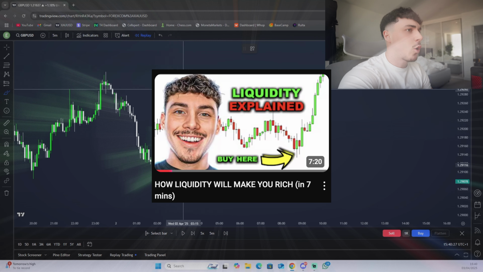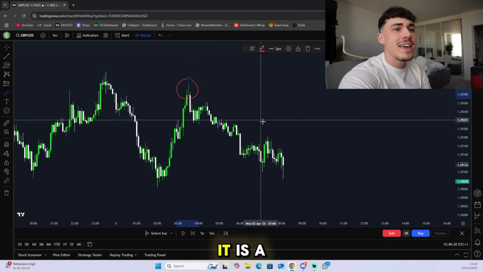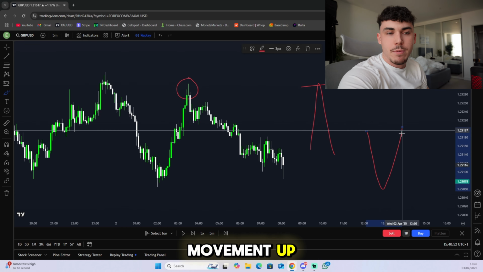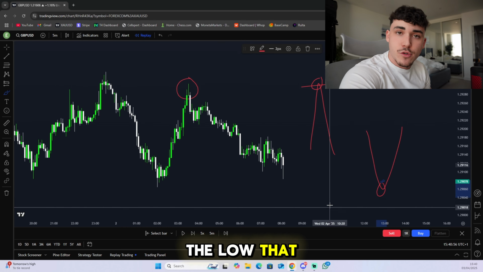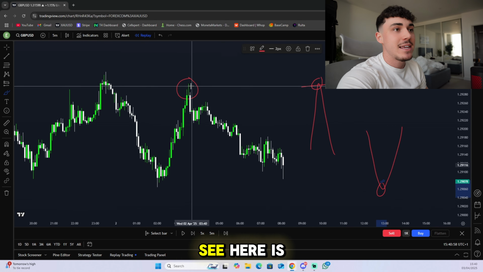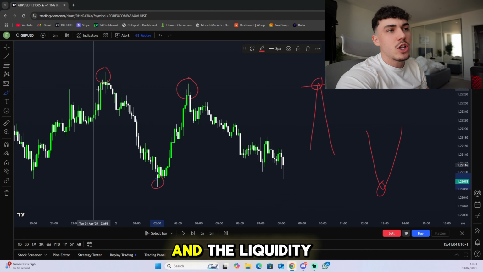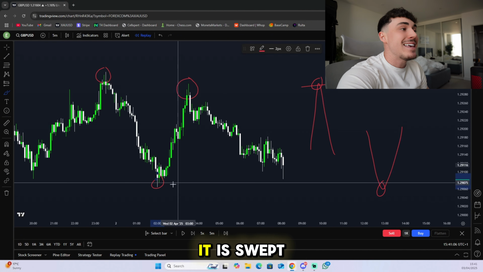So the first thing is liquidity. Liquidity is very, very simple. It is a movement up and a movement down, or it is a movement down and then a movement up. The high or the low that is created is then liquidity. As you can see, here is some liquidity, here is some liquidity, here is some liquidity, and the liquidity is valid until it is swept.